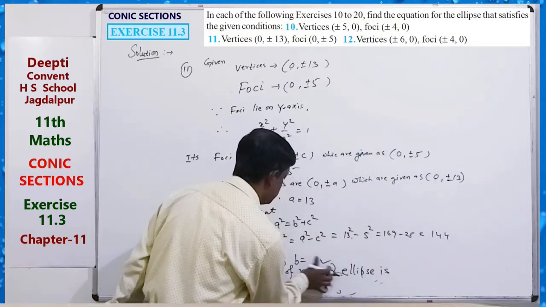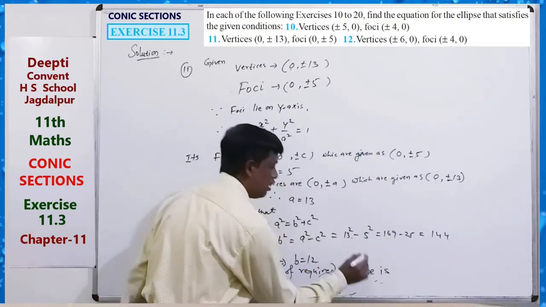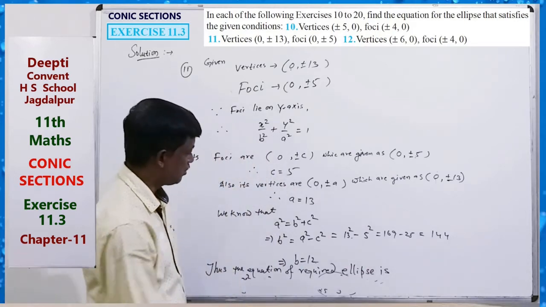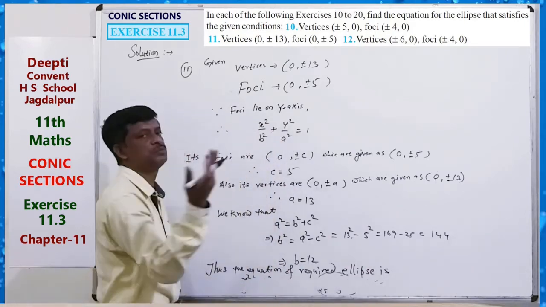So this implies b equals 12. B equals 12. So therefore the ellipse will be what? In this format, just put the value.